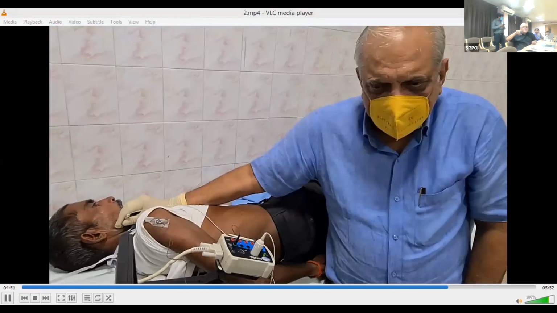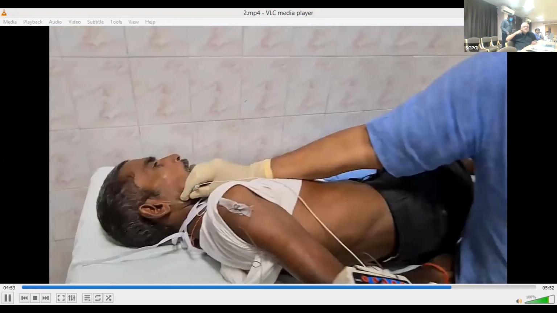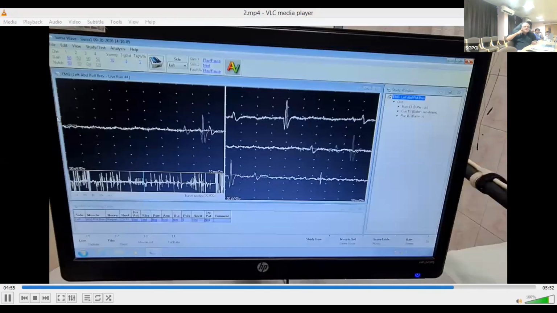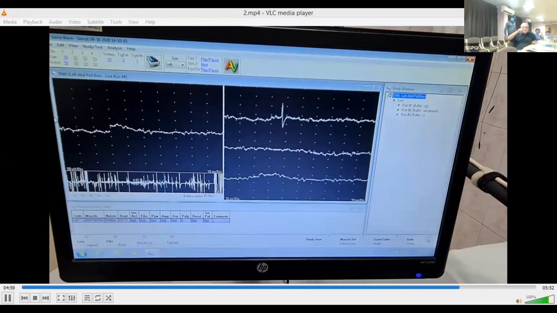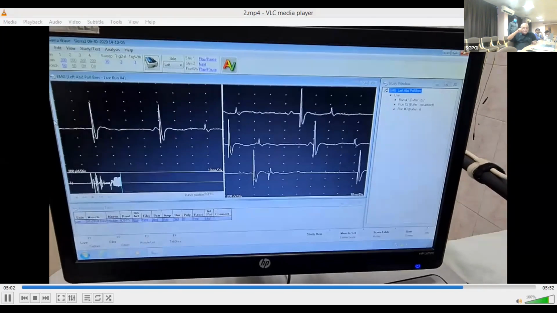Now we are doing messenger. Mouth is open, you put the needle, and you get circulations.